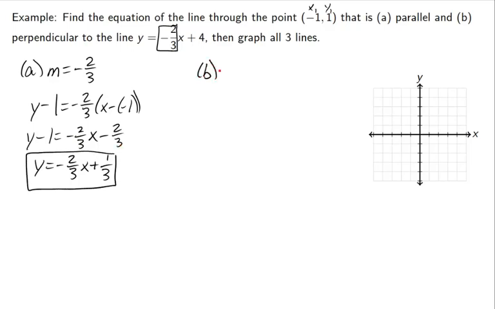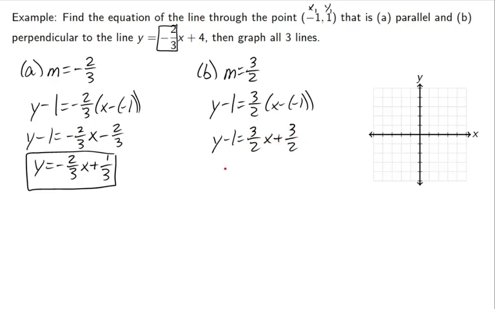B. Remember, perpendicular lines have a negative reciprocal slope. So since it was negative 2/3, now it's going to be positive 3/2. And then we'll do the same thing. Y minus the y-coordinate equals your slope times x minus the x-coordinate. I get y minus 1 equals positive 3/2 x. It's going to be a plus 3/2. And so adding 1 to both sides, I get y equals 3/2 x plus 5/2. That's the perpendicular line through that point.